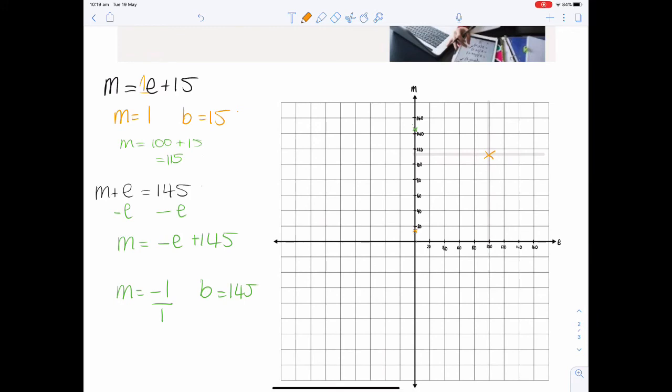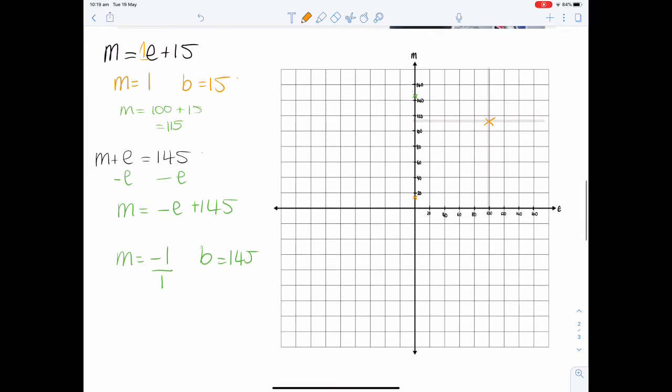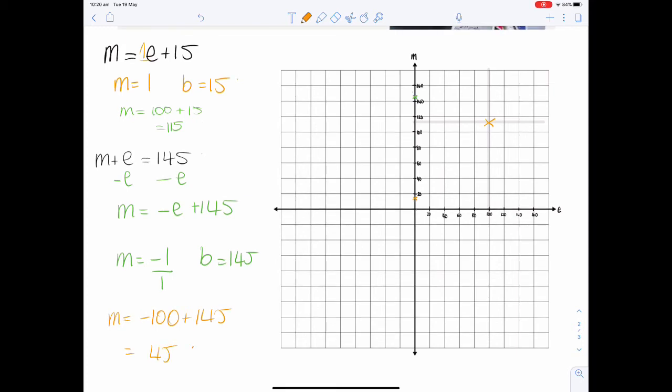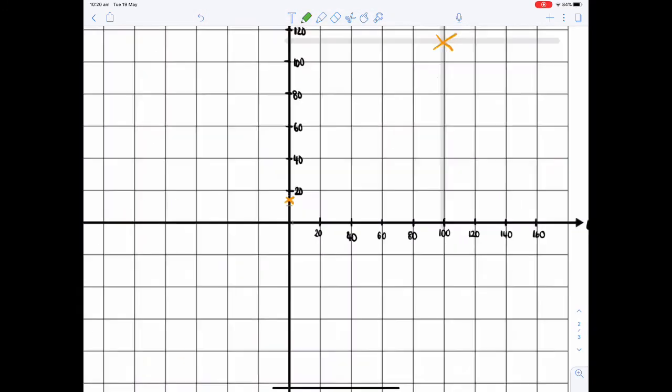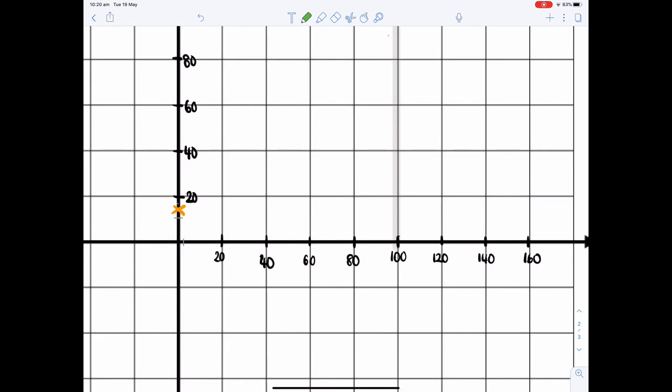Alright, and hope that is accurate. Now down here, I'm going to do it at 100 again. So M equals minus 100 plus 145, which will equal 45. So at 100, for my green graph, down here at 45. So it's about there. That's about 45. Okay. Ooh. So I'm gonna cross those there.